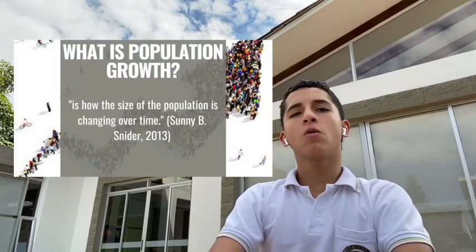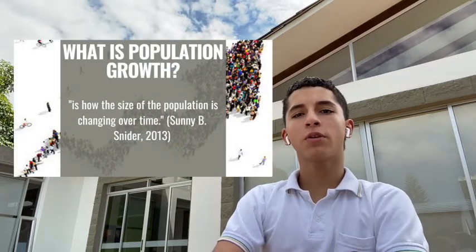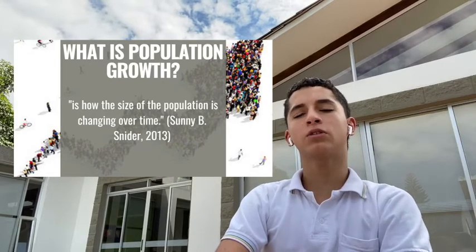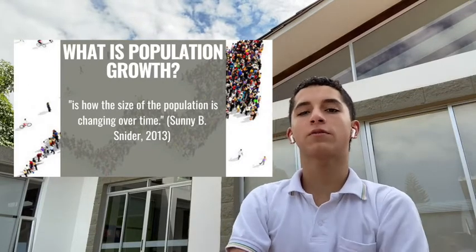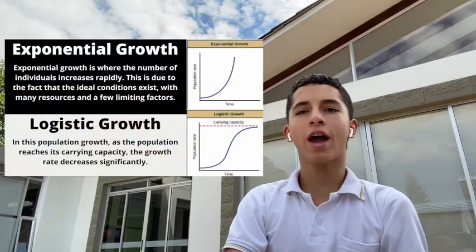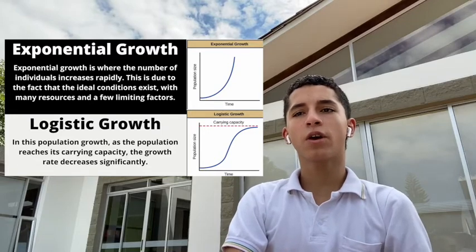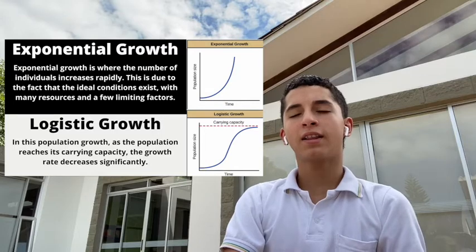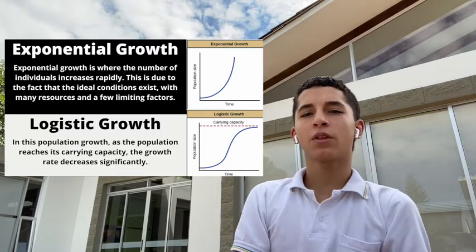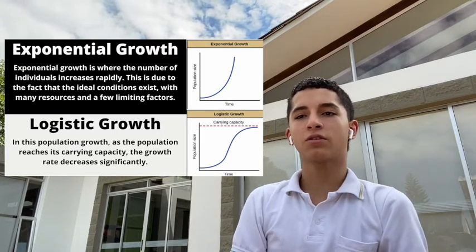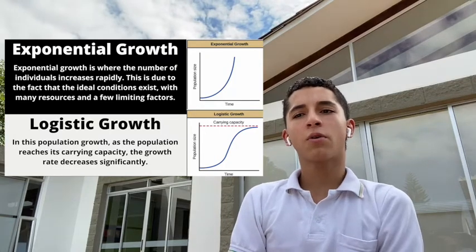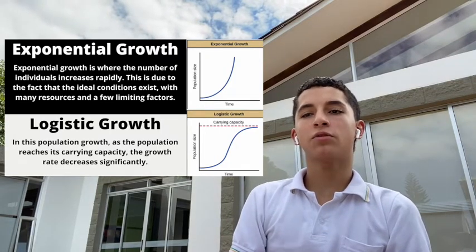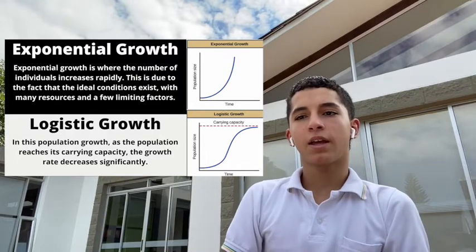First of all, what is population growth? Population growth is defined as the change in the number of individuals of a species in an area over the course of time. There are two types of population growth: exponential growth and logistic growth. Exponential growth is where the number of individuals increases rapidly. This is due to the fact that ideal conditions exist, with many resources and few limiting factors. On the other side, logistic growth is where, as the population reaches the carrying capacity, the growth rate decreases significantly.